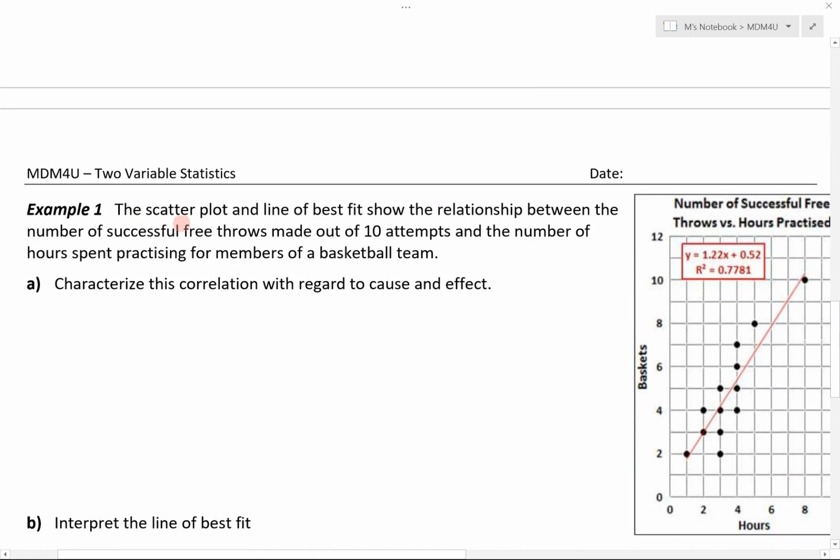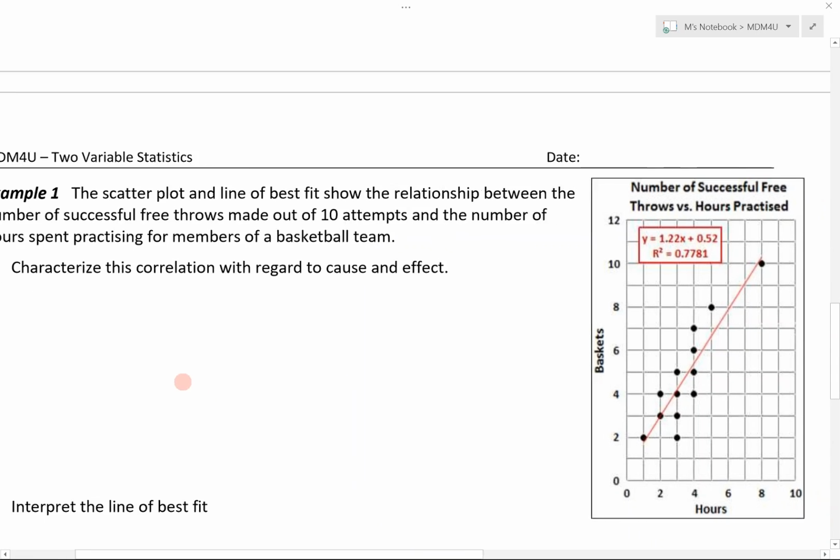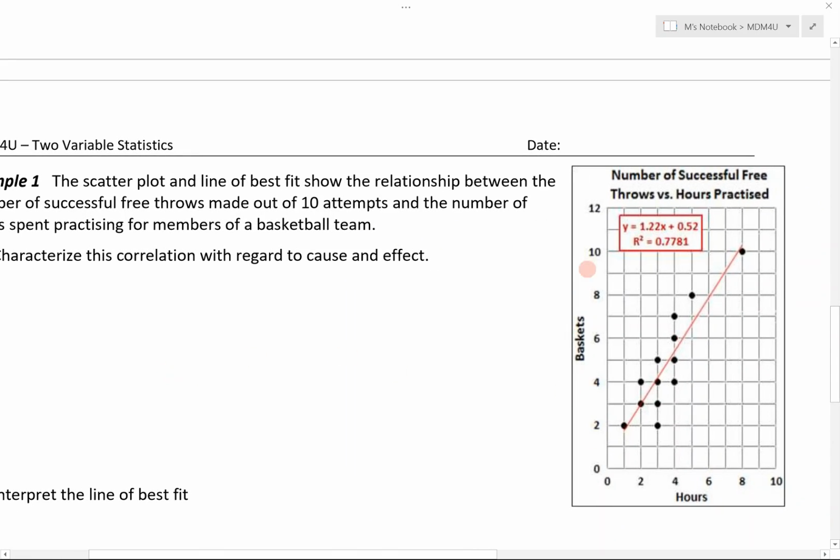So example 1, the scatter plot and the line of best fit show the relationship between the number of successful free throws made out of 10 attempts and the number of hours spent practicing for members of a basketball team. So here it is: number of baskets, free throw attempts, and the number of hours spent practicing. And it looks like the data does have some kind of a correlation. There's a line of best fit through the data.